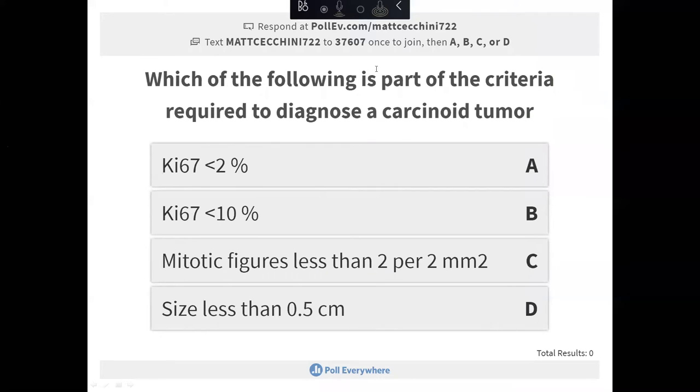And so the next question here for this case is, which of the following is part of the criteria required to diagnose a carcinoid tumor? Is it A, a Ki-67 less than 2%? Is it B, a Ki-67 less than 10%? Is it C, mitotic figures less than 2 per 2 millimeters squared? Or is it D, a size less than 0.5 centimeters?